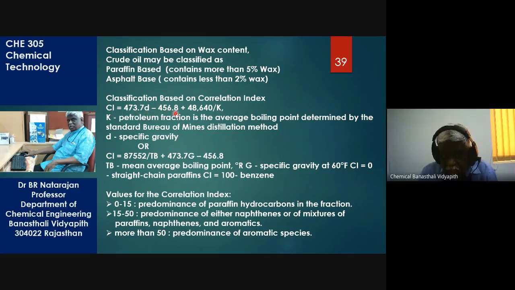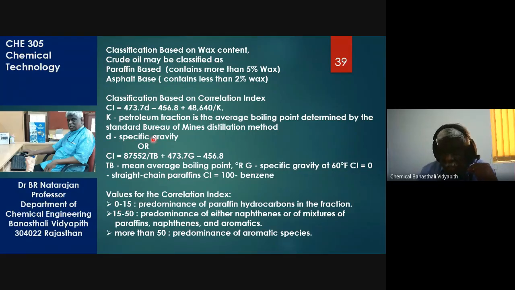473.70 minus 456.8 plus 48,640 by K, where K is the petroleum fraction average boiling point determined by standard Bureau of Mines distillation method. So there is a prescribed test method known as standard Bureau of Mines distillation method, and by that method the boiling point we get is K, and that is plugged into this equation, or there we have an alternate equation: 87,552 by TB. TB is the average boiling point, and this is relative to specific gravity at 60 degrees F.